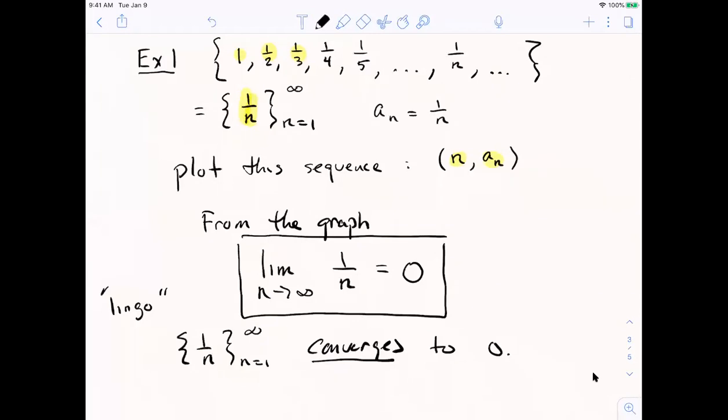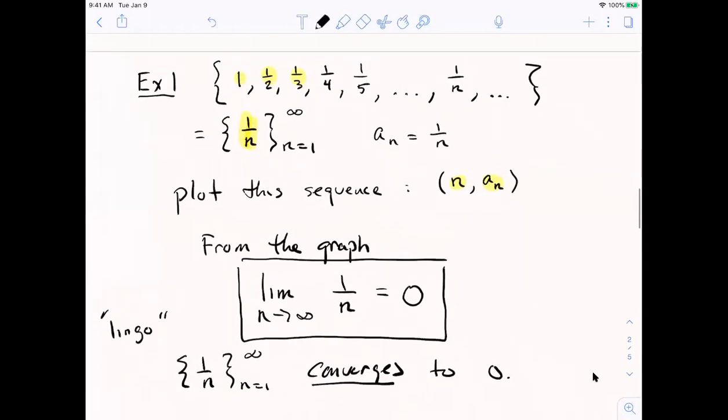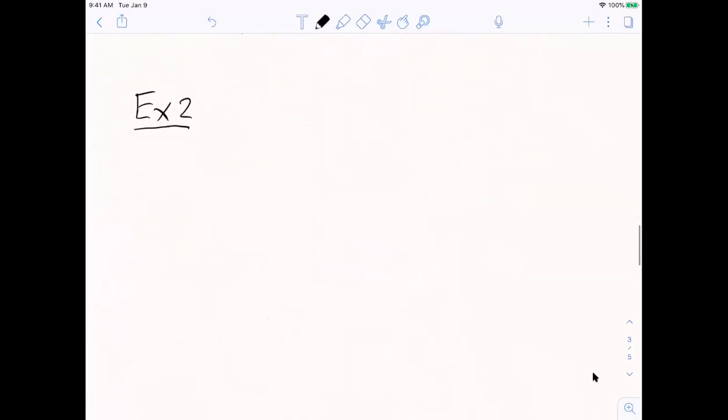Okay, let's look at a second example. I'm going to just run through the same thing. I want to write a list, get you to think about how to write down a formula for the nth term, and then I want to look at a plot and see if the plot can give me some guess about whether or not the sequence has a limit. Okay, let's try it. Clean slate, new list.